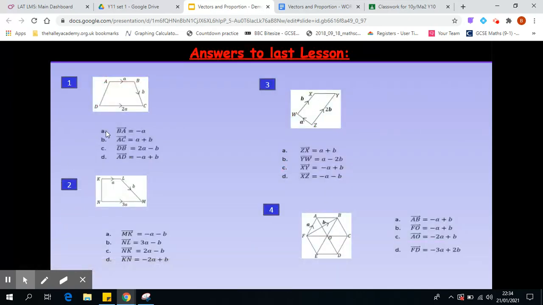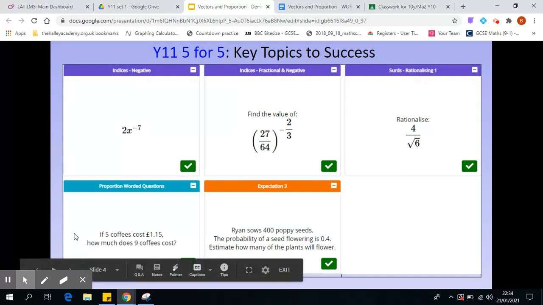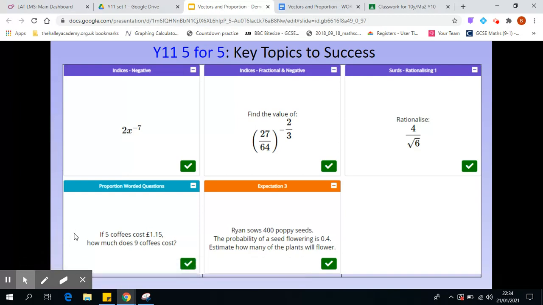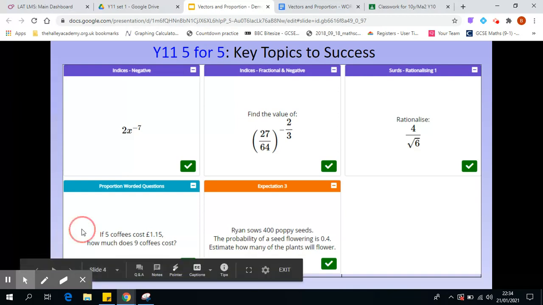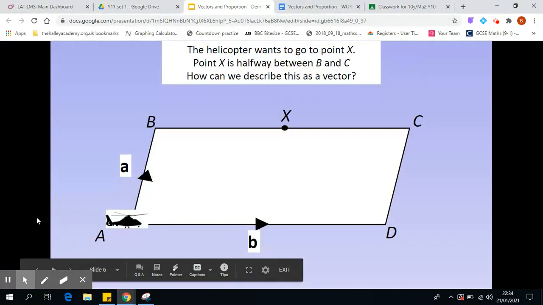The answers to the last lesson is provided in slide 2 for your reference. Use them to mark it. The 5 for 5 starter is in slide 4. Please complete them. Once completed, the answers are provided in slide 5. Now let's look at the examples.